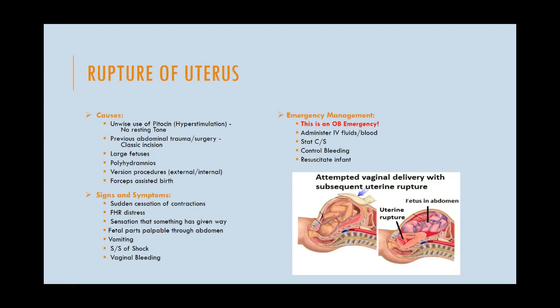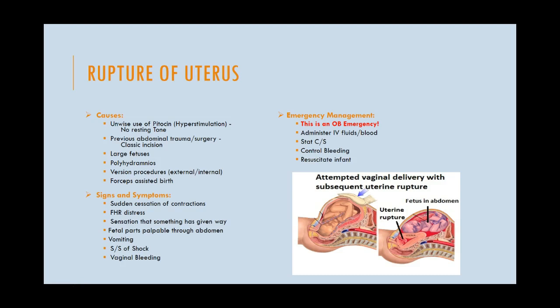So let's talk quickly about rupture of uterus. Some different causes of rupture of uterus. Probably the main cause that you will find for uterine rupture is an unwise use of Pitocin. We hyperstimulate the uterus. We don't allow it to have enough resting tone as nurses. And so this is something that's completely preventable. And another reason why managing a patient who is on a Pitocin drip is a one-on-one type patient, because this is a critical drug and it can cause some serious problems.